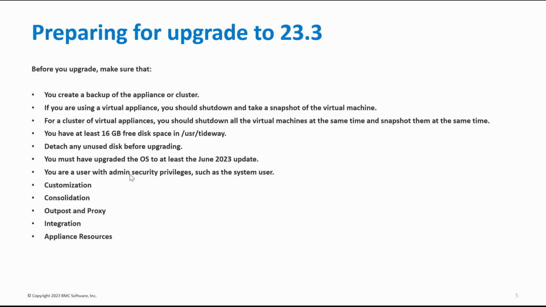First of all, you need to have a solid backup plan for your appliance or a cluster. If you are using a virtual appliance, you need to make sure that you power off all your virtual machines and take a snapshot of your Discovery appliance. In case of a cluster, make sure that all the machines are powered down and the snapshot is taken at the same time. Make sure you have at least 60 GB free space available in your datastore.